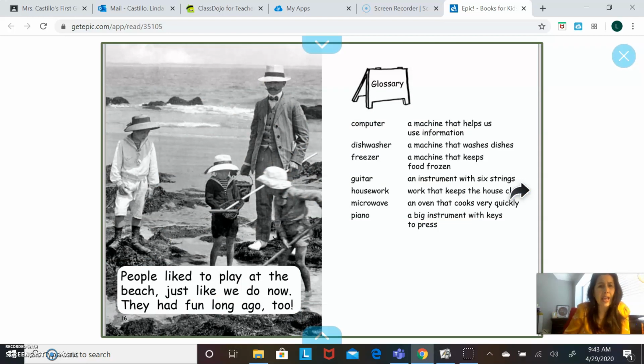People liked to play at the beach, just like we do now. They had fun long ago, too. So even though they didn't have many of the things that we have now, they still had fun and they still had ways to enjoy themselves.